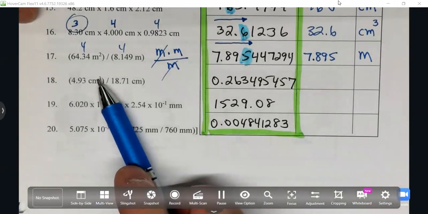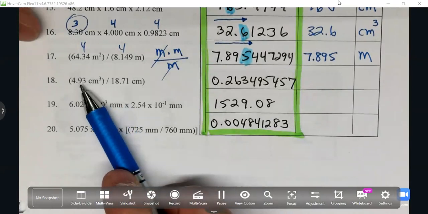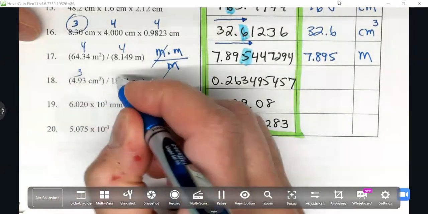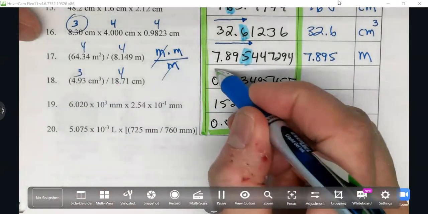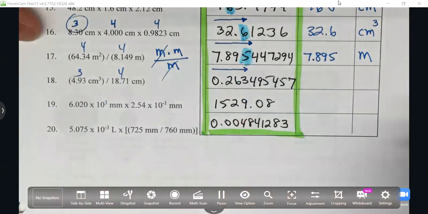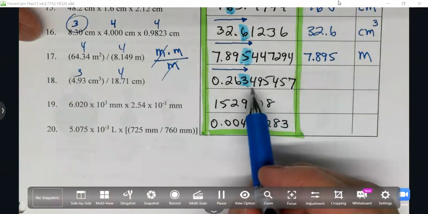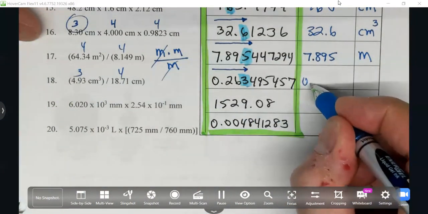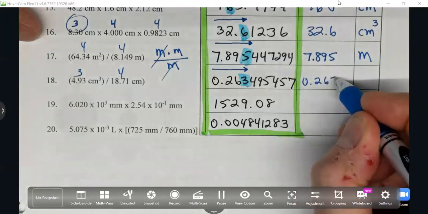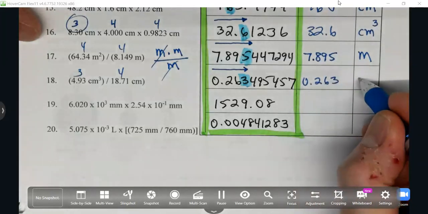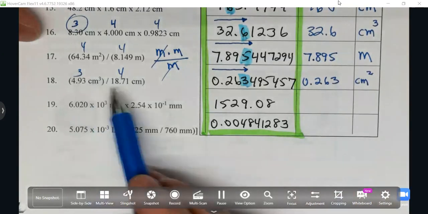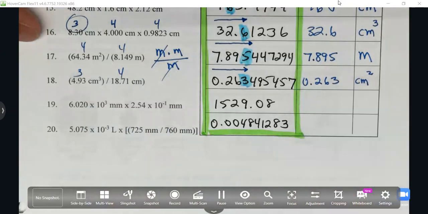This parenthesis is outside the cube for units here. This is just 4.93 divided by 18.71. Come in at 3 sig figs here. And that 4 keeps that a 3, right? So we're going to end up with 0.263 centimeters squared. Centimeters cubed divided by centimeters, centimeters squared for a unit.